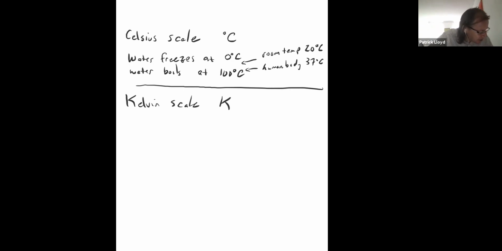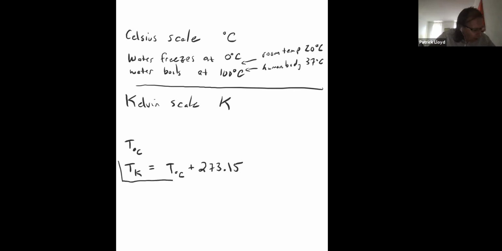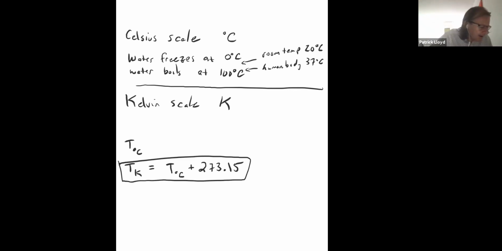So you can write the Celsius as T degrees C, right? That means we're giving the temperature in degrees Celsius, or the Celsius scale. Or you can have the Kelvin scale, T sub K, right? Now, the relationship between these two scales is very simple. If you want to know what the temperature in Kelvin is, it's just the temperature in Celsius plus 273.15. So all you have to do to get it into the Kelvin scale is add 273.15.